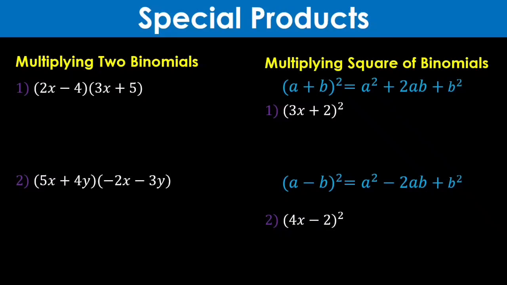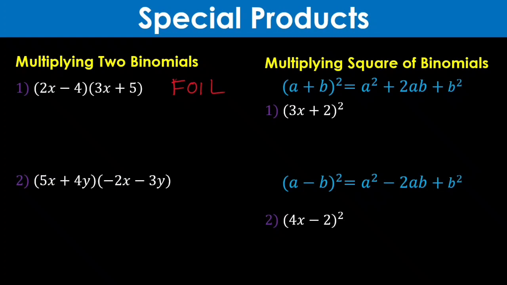In this video, we will solve some special products using the special products formula. Let's start with multiplying two binomials like this in number 1. Here we simply apply the FOIL method.